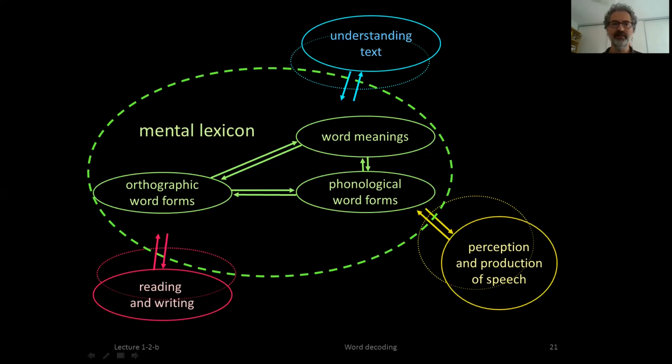And a skilled reader who has a well-developed mental lexicon can then use this mental lexicon in order to read and write, perceive and produce speech, and understand text, whether that is read or spoken.